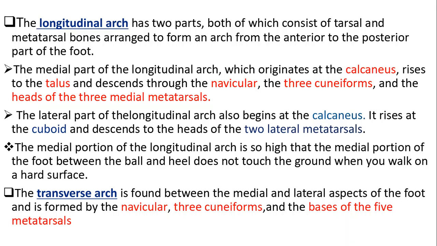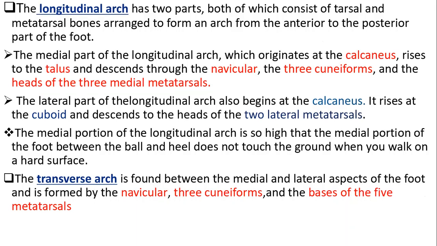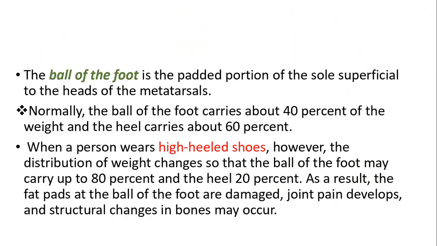The transverse arc is found between the medial and lateral aspects of the foot and is formed by the navicular, three cuneiform bones, and the bases of the five metatarsals. So we have two types of arcs: the longitudinal arc has both medial and lateral parts, while the transverse arc is only one, which passes through the bones I've mentioned: the navicular, three cuneiform bones, and the bases of the five metatarsals. So what's the effect when an arc is disrupted?